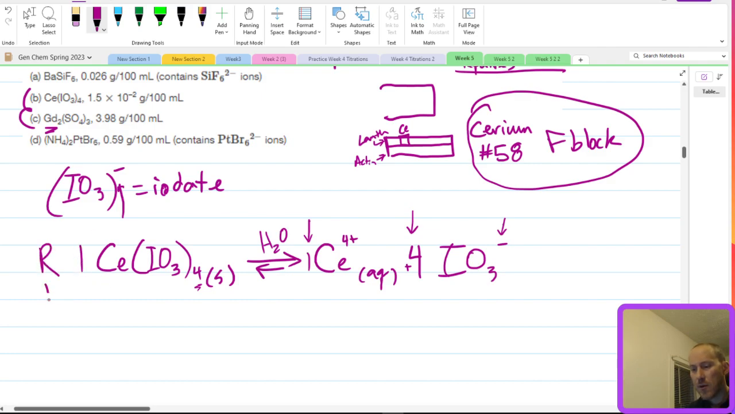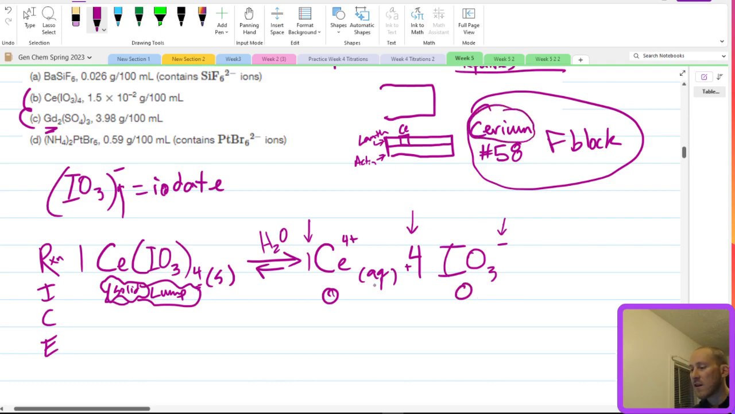Also, now would be the perfect time to bring up a Rice table. So there's our reaction, right? Initially, we have this solid lump of cerium iodate. And we have no cerium cations, and we have no aqueous iodate anions.